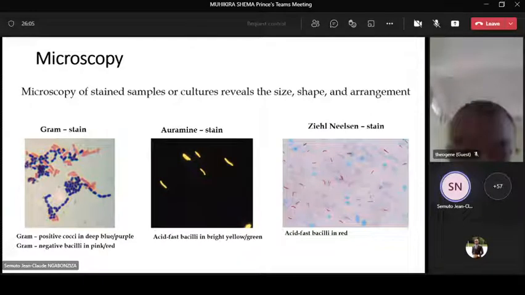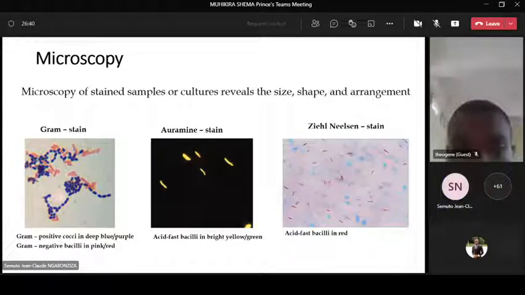So with microscopy, you are already able to see the difference between bacteria, as we previously saw. With microscopy, you are able to see the size, the shape, and the arrangement. So with the arrangement, shape, and size, you already have an idea of the organism. But definitive identification will require some more steps, because at this level you still have many genus, many species with the same morphology.